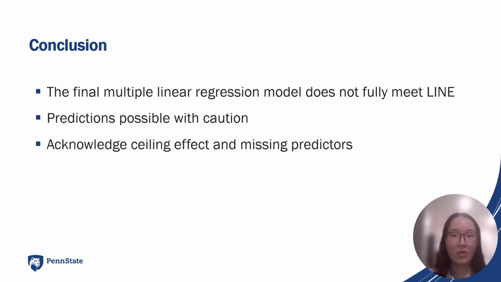In conclusion, while none of the models that I created can fully meet the assumptions, the final model that I selected can still be used for approximate predictions for a new student. My analysis highlights both the usefulness of the model and its limitations, especially the ceiling effect and the missing predictor in the dataset.